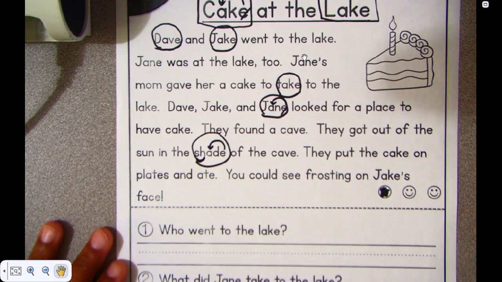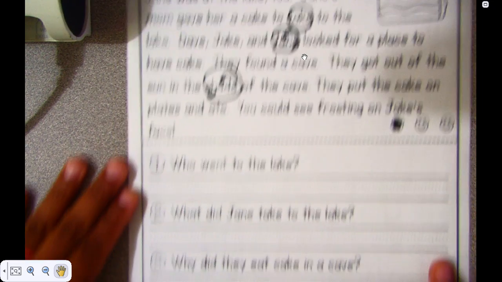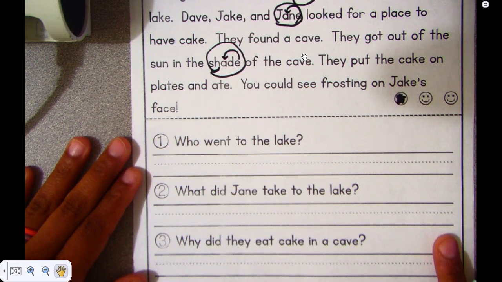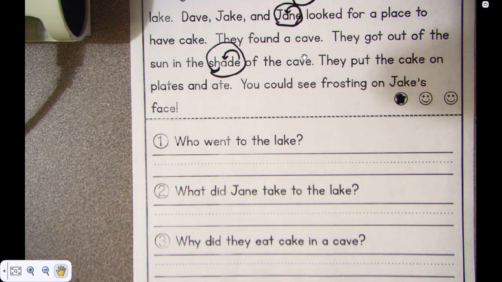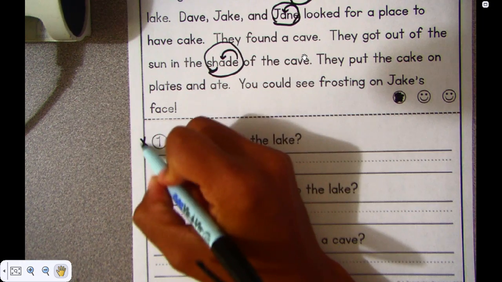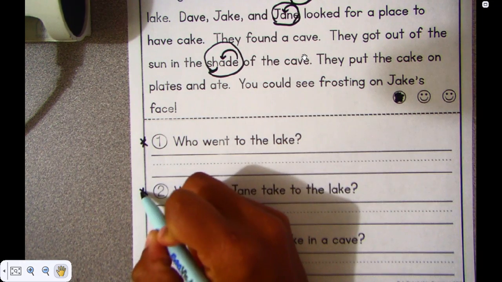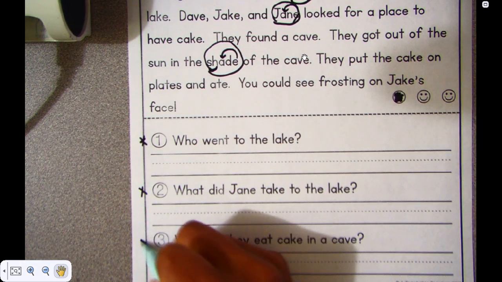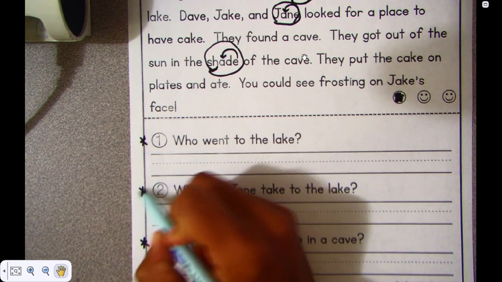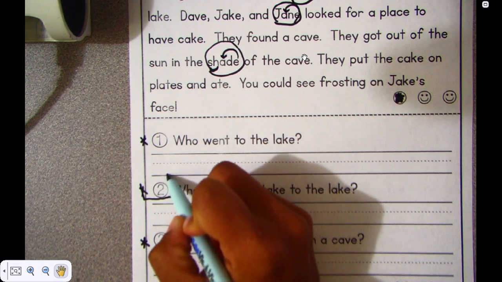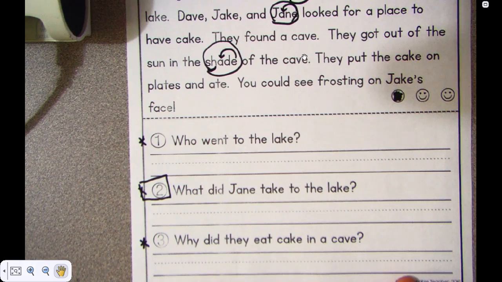But I want to look now at these questions. So we have 3 questions. Who went to the lake? What did Jane take to the lake? Why did they eat cake in the cave? So we are going to work on question 1, and actually let's do 1 and 3. So I will leave this question here open on Dojo for you guys to do.